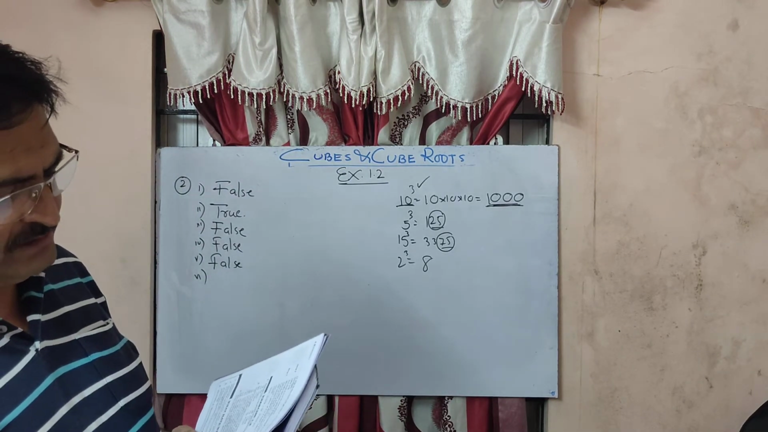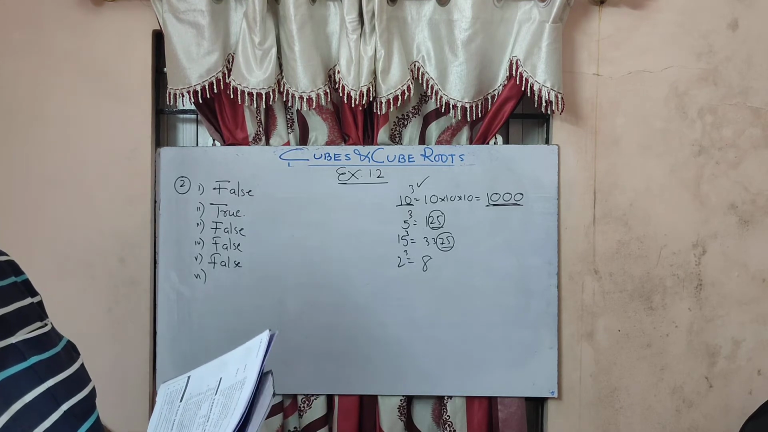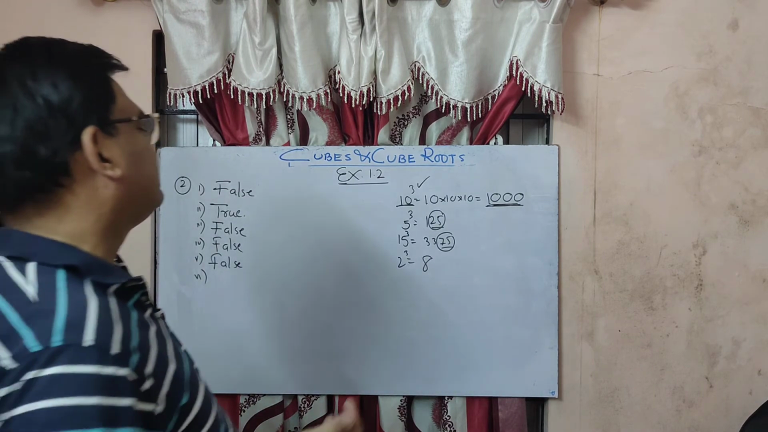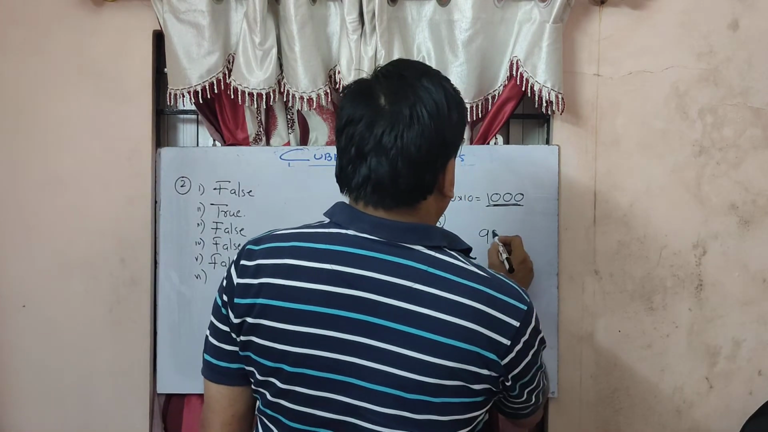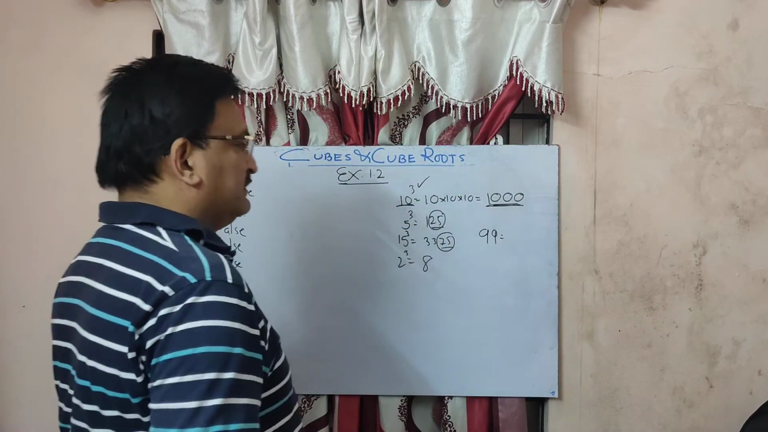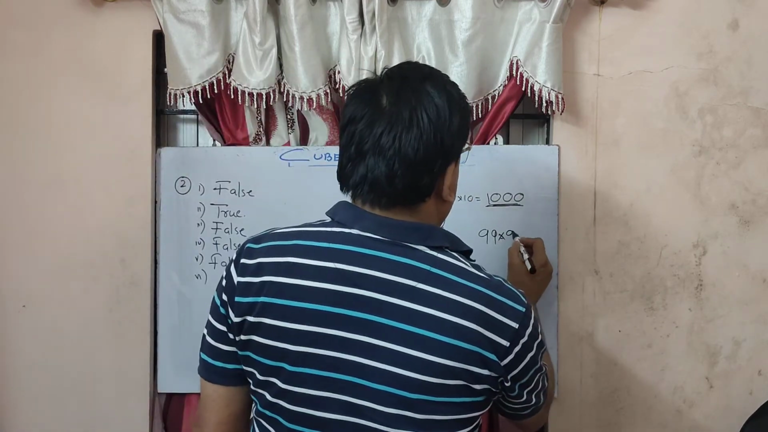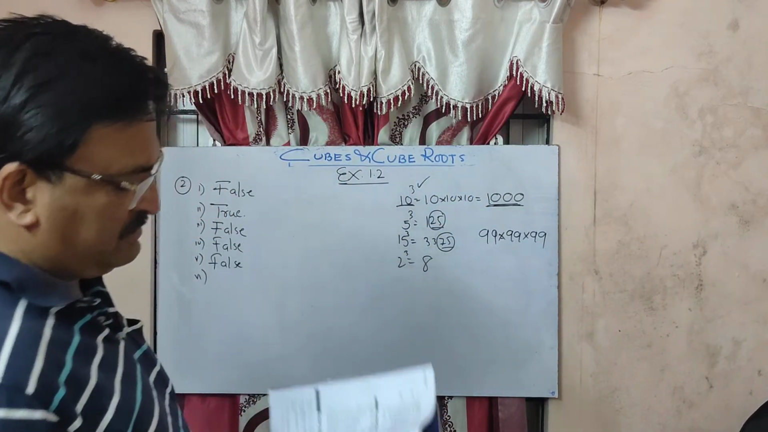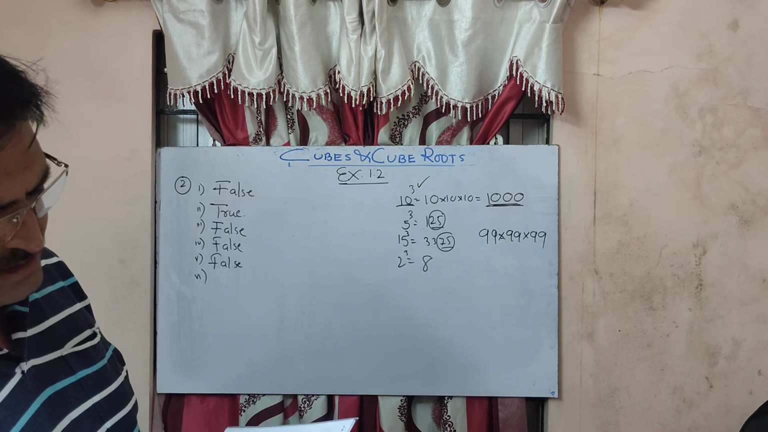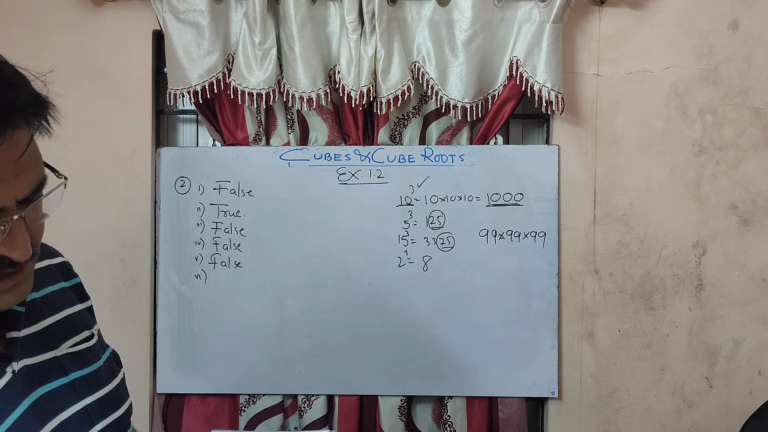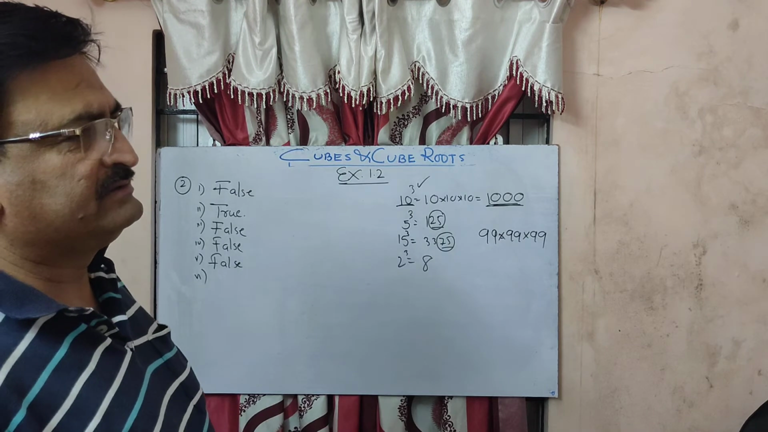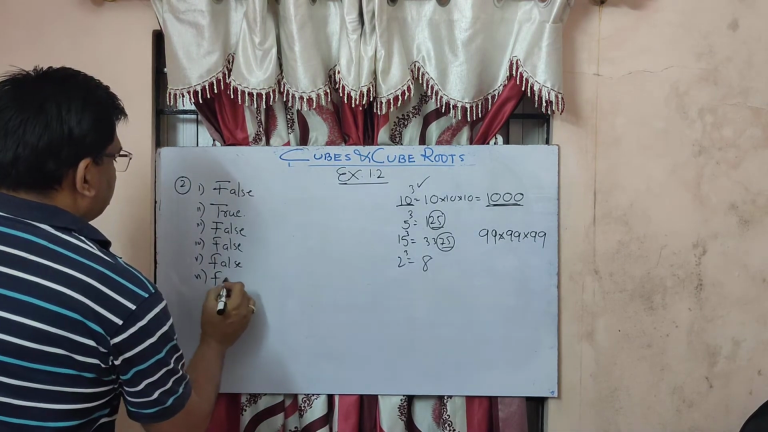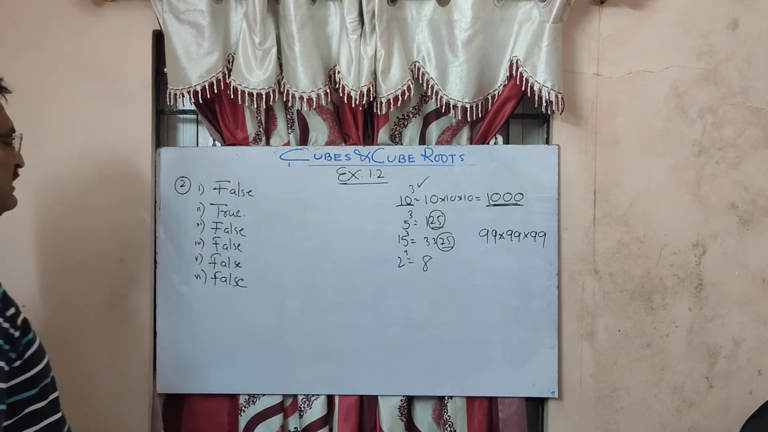The cube of a 2-digit number may be 7 or more digits. You can try yourself: the cube of the 2-digit number 99. If you multiply 99 three times, how many digits do you get? The statement says the cube of a 2-digit number may be 7 or more digits. So the given statement is wrong again.